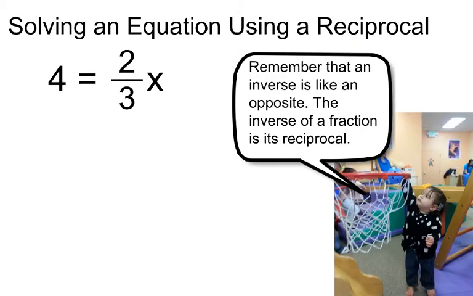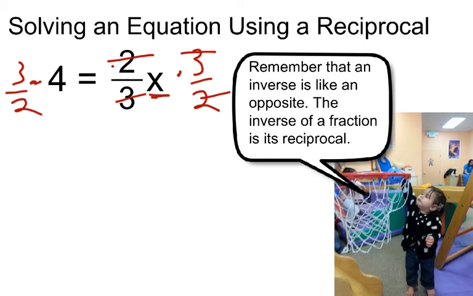Let's try a few more. What if we have 4 equals 2/3 of x? Well, again, I need to isolate my x. So I'm going to multiply both sides by the reciprocal, 3/2. Because, again, I don't like dividing fractions. In this way, I can multiply by the reciprocal. 2 and 4, I can factor out a 2, so that gives me 2 and 1. 3 times 2 is 6 over 1 is just 6 equals x.